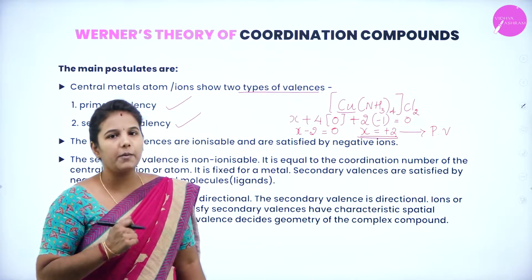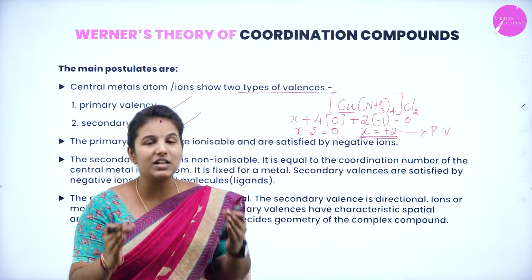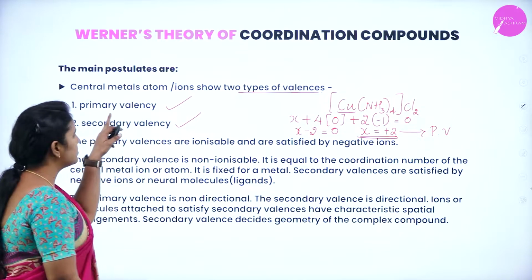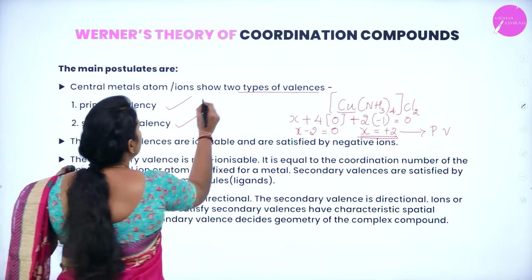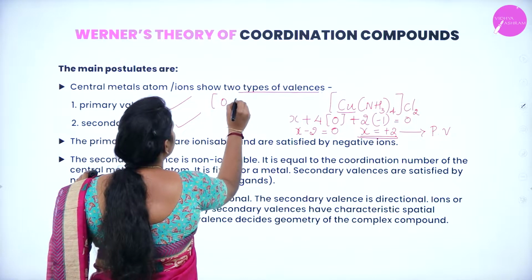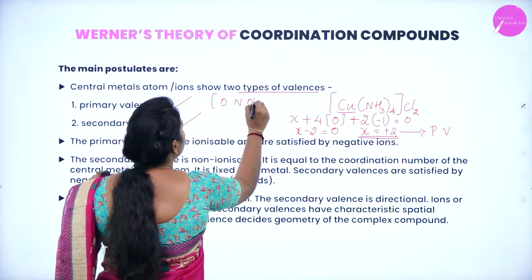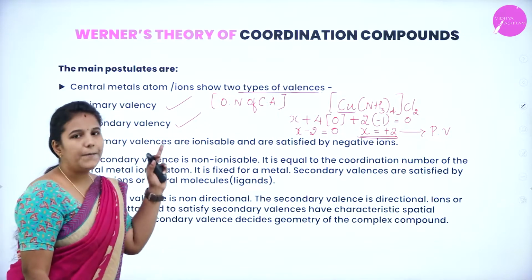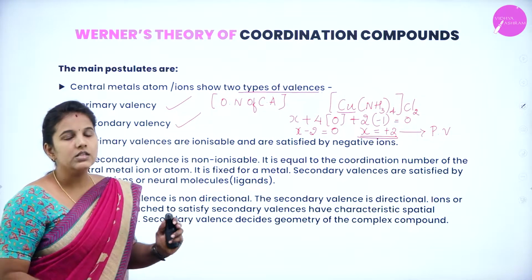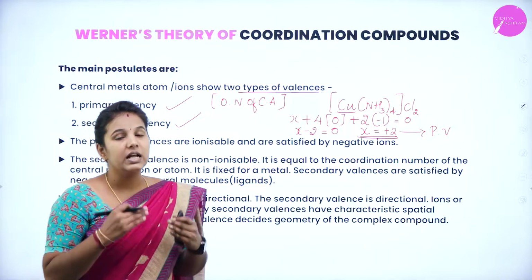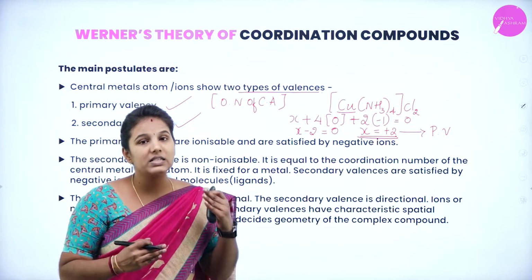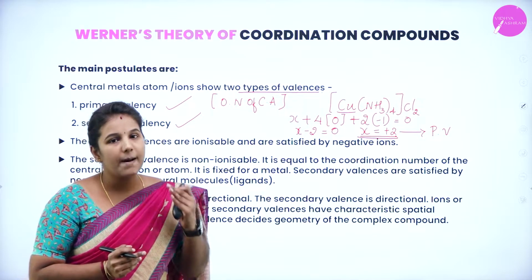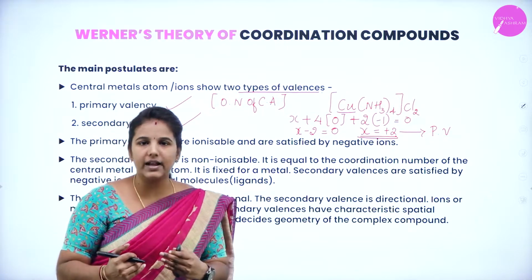What is known as primary valency? The oxidation number of the central metal atom is known as primary valency. So I'll write: oxidation number of the central atom is known as primary valency. So what does the first postulate say? The first postulate says that the central metal atom has two types of valency, one is primary valency and the other is secondary valency.